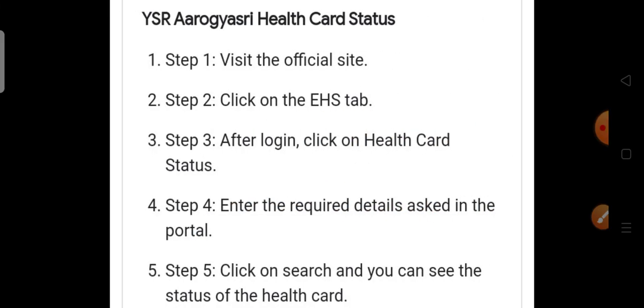Step 1: if you want to know the status, by following these steps you can get your status. Visit the official site, click on the EHS, Employees Health Services Scheme. Next, after login, click on Health Card status, enter the required details asked in the portal, click on search and you can see the status of the health card.